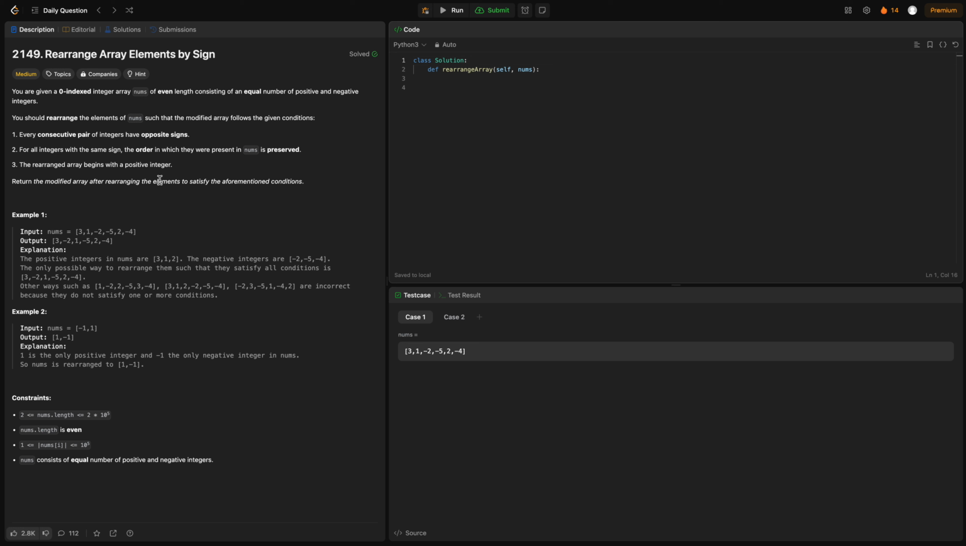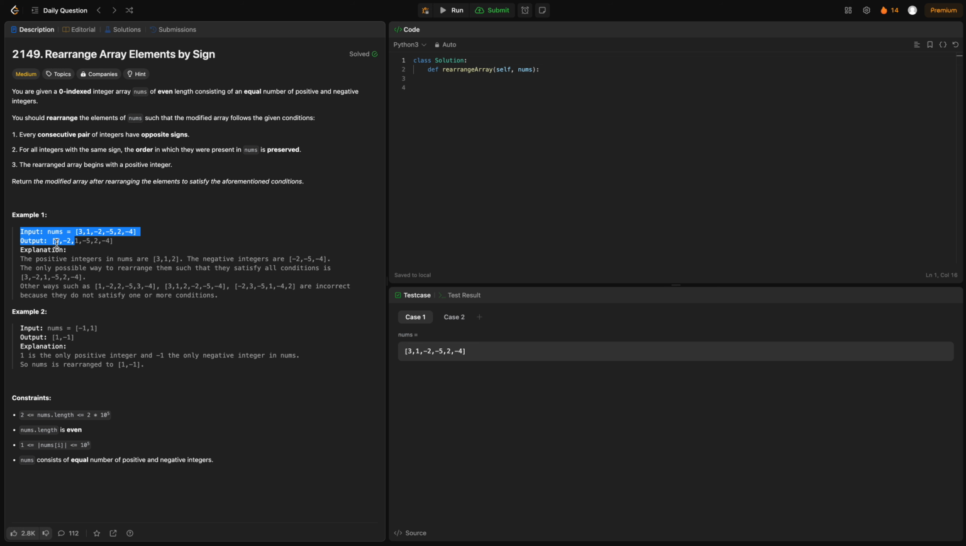Every consecutive pair of integers have opposite signs. For all integers with the same sign, the order in which they were present in nums is preserved. The rearranged array begins with a positive integer. Return the modified array after rearranging the elements to satisfy the aforementioned condition.